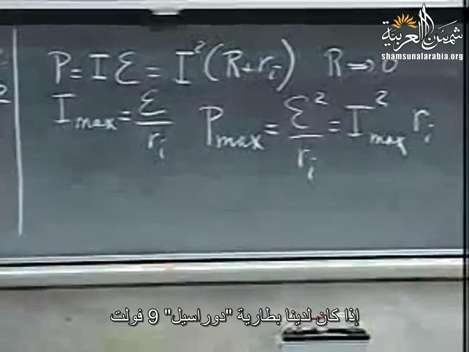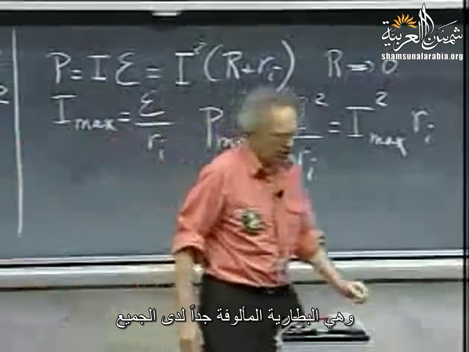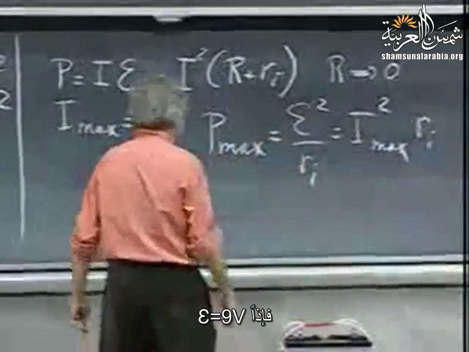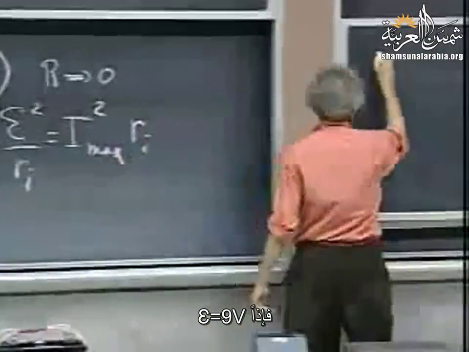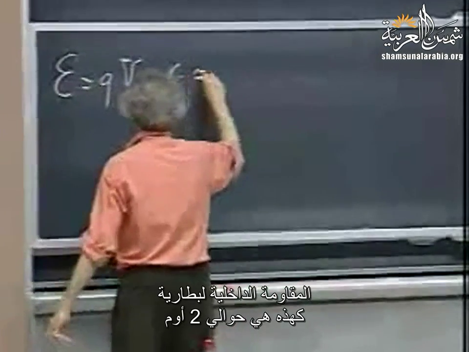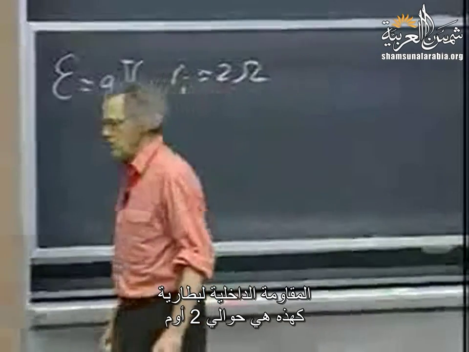If you have a 9-volt Duracell battery, the ones that we're also familiar with, then E is about 9 volts, the EMF. The internal resistance of such a battery is about 2 ohms.